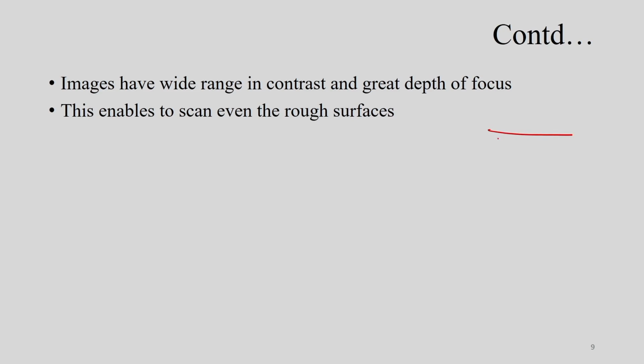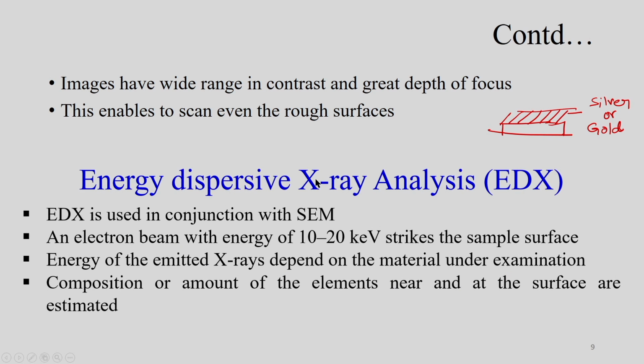But your substrate or your sample should be stable if it is exposed to the electron beam, and also it should be conductive. So many times for SEM analysis, let us say this is your sample, we sometimes have to coat a conductive film like silver or gold. Coating is also done before the SEM analysis, and many times along with the SEM we have the energy dispersive X-ray analysis, that is called the EDX, particularly for the elemental analysis.